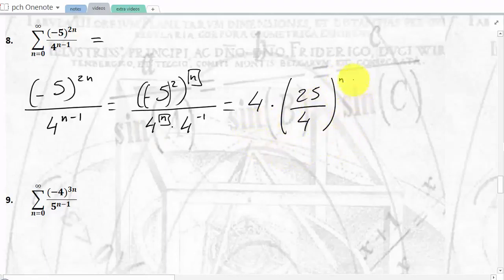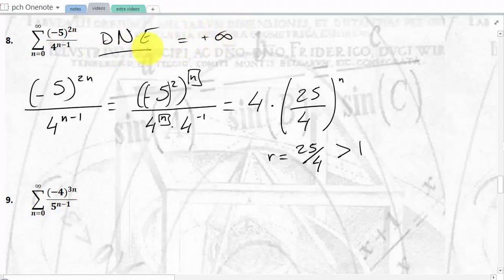This is a term of a geometric sequence. What's the ratio? The ratio is 25 over 4. Now 25 over 4 is way above 1. Therefore, this series does not converge. The sum right here does not exist, maybe. I'm not sure we say does not exist. It's actually equal to infinity. So maybe does not exist is fine. It diverges. Okay, here I'd rather see right here, diverges. This infinite sum diverges. Please do number 9, and I'm going to go over number 10.